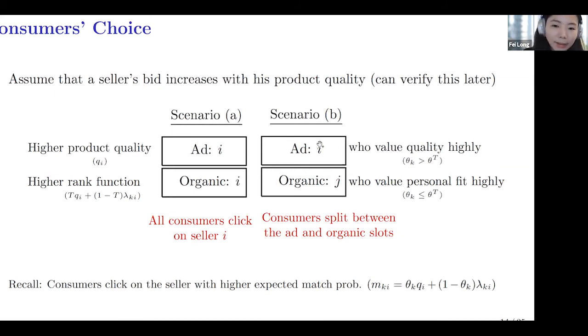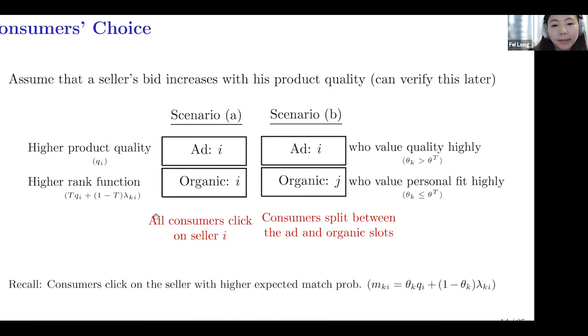Now there are 2 scenarios. In scenario B, there's one seller who ranks high on product quality. Seller I has higher product quality. But even though seller I has a higher product quality, it's still the other seller J who ranks first in organic results. What does that mean? This means seller J really has a higher personal fit, because I know seller I has a higher product quality, which tends to boost their organic rank function, but it's still seller J ranked high on the organic slot. That is a powerful signal to consumers that seller J is very high on personal fit. Therefore, in scenario B, consumers who value product quality highly will click on the ad. Consumers who value personal fit highly will click on the organic slots. This is how consumers decide where to click in scenario B.